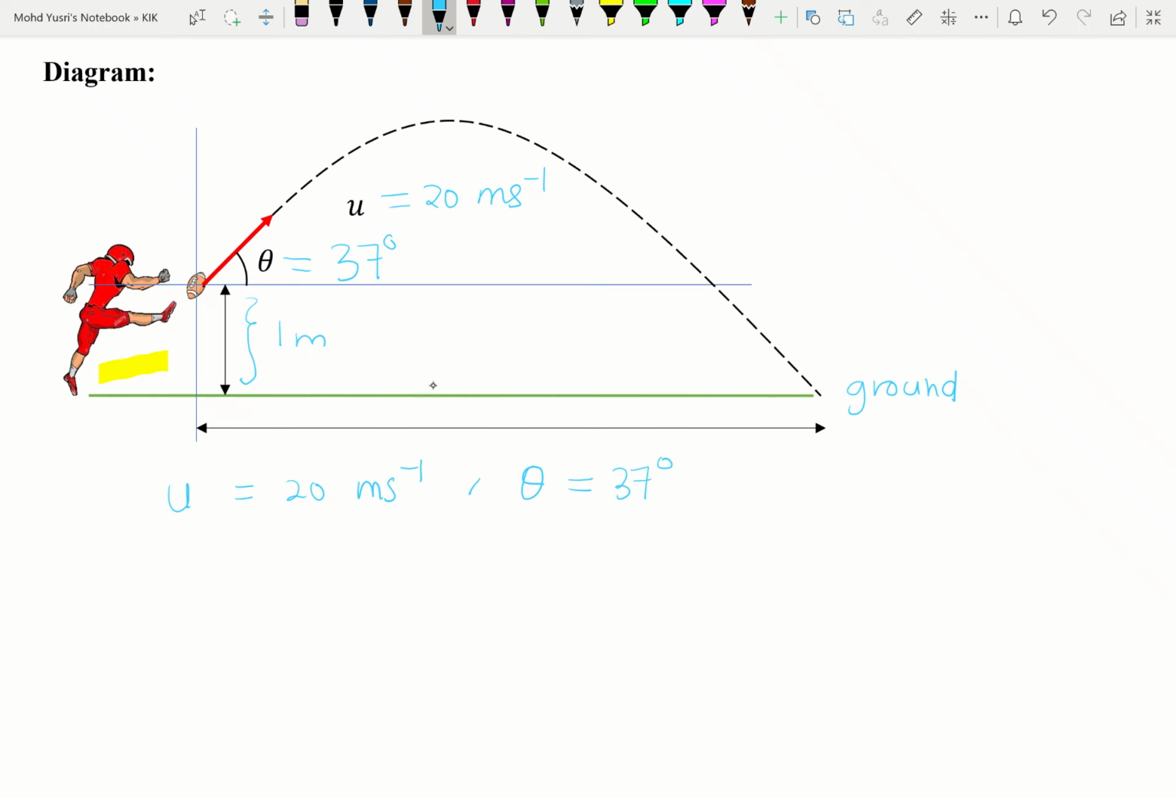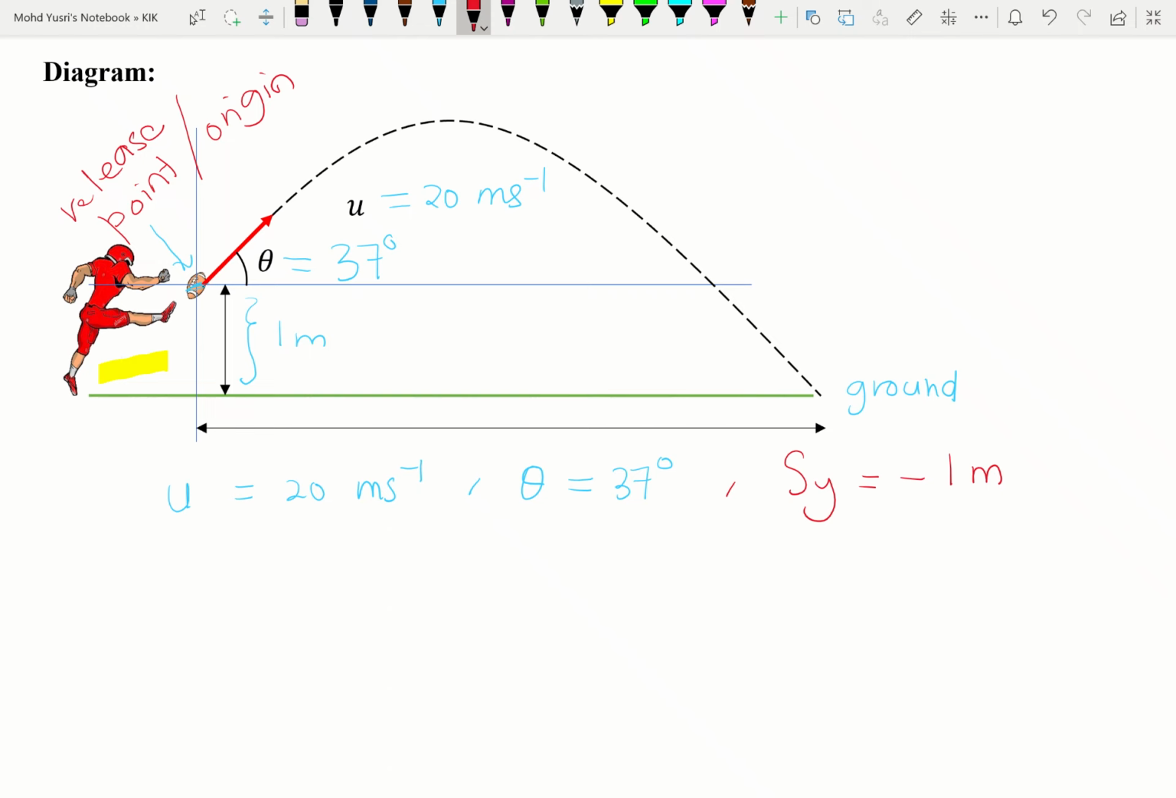And then, since the displacement along the y component is below the release point, we can call this the release point, or we can also call it the origin. Since Sy is below the release point, we have to label Sy as a negative value. Okay, so now we have listed all the known quantities. How about the unknown quantities, guys?